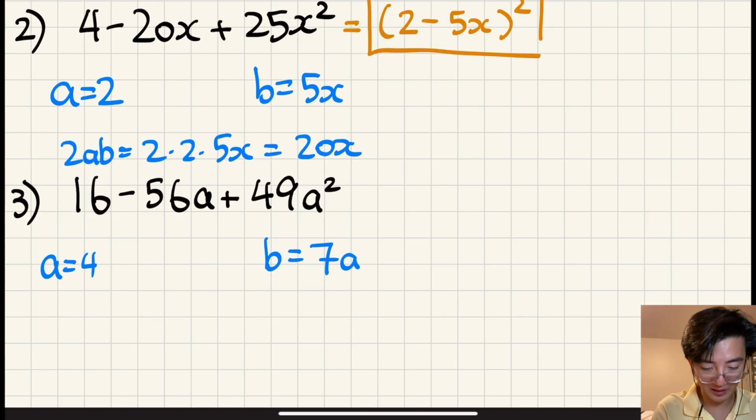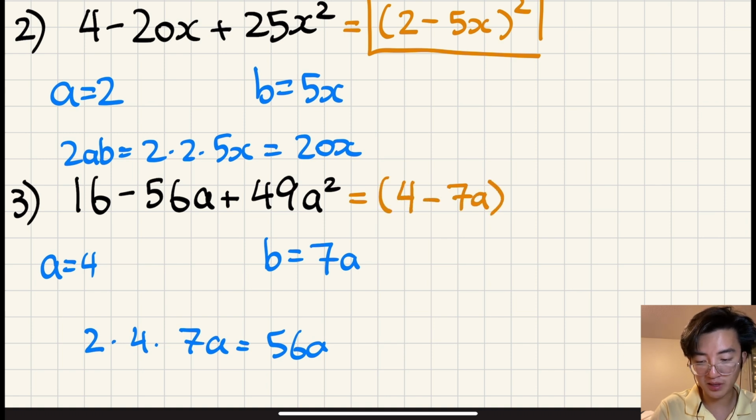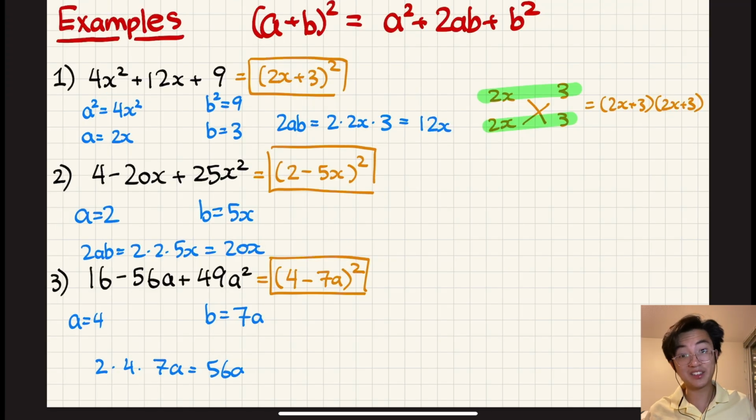So right here, we can double check. 2 times 4 times 7a gets us 56a, right? It's positive 56a, which is still okay. Because all we have to do is have 4 subtract 7a to get 4 minus 7a squared. Alright, so just like that.